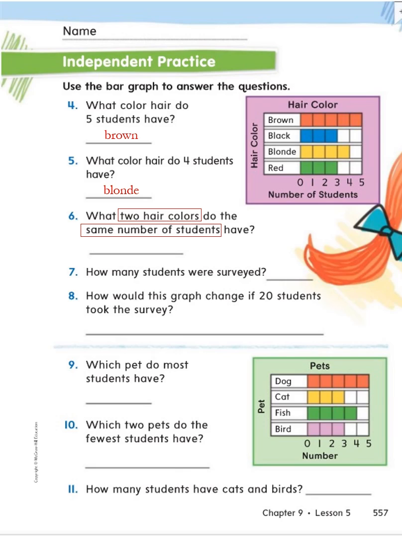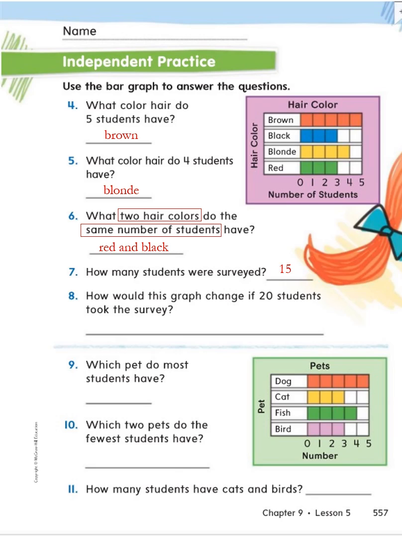How about for number 6? Good, red and black. Okay, number 7. How many students were surveyed and how are we going to figure this out? That's it. Just add up all the blocks and you'll get 15.